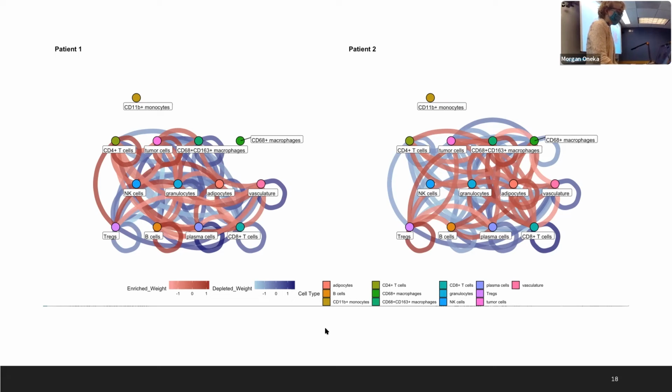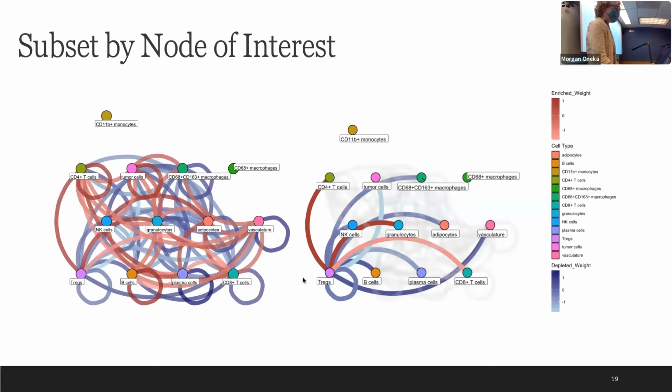But again, they are kind of messy. This data had a lot of edges coming out of the nodes. So I included a feature that allows you to subset based on one node of interest. For this example, I looked specifically at Tregs. Tregs are regulatory T cells. They're usually pretty important in cancer. So I specifically subset based on Tregs. And so we can see that only the edges that are connected to Tregs have the actual colors and opacities for their edges. And the rest are still there.